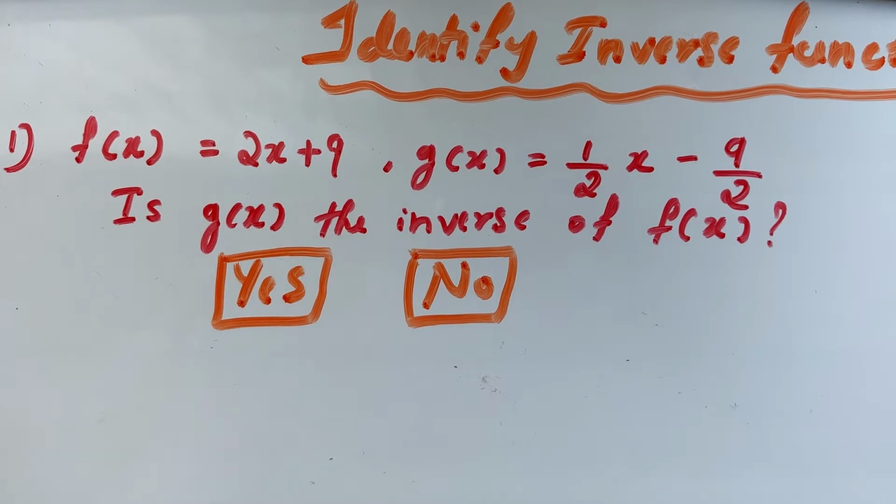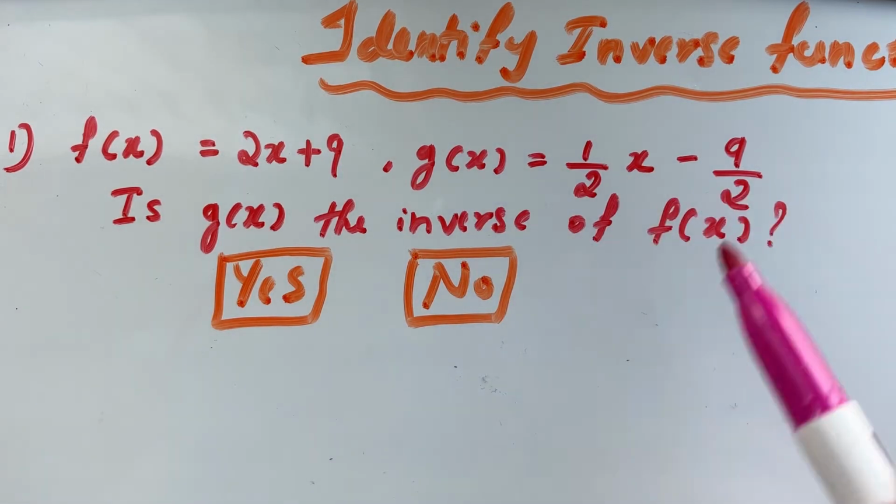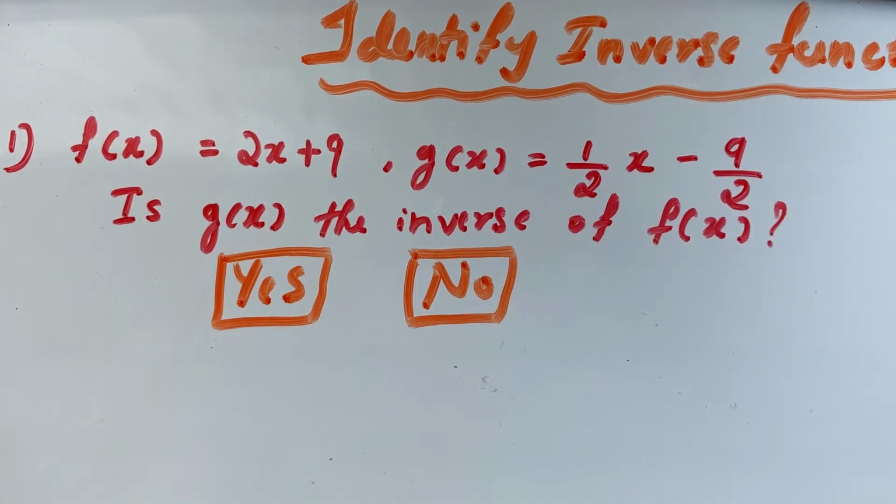Identification of inverse function. First question: f of x is given as 2x plus 9, g of x is equal to half of x minus 9 over 2. Is g of x the inverse of f of x? Yes or no? How to find inverse function?